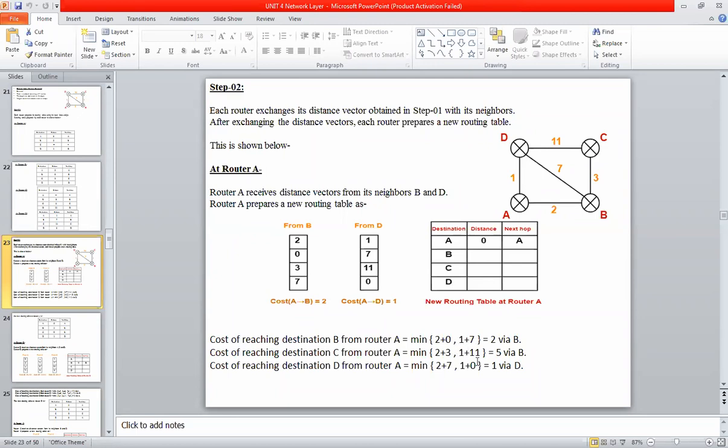Which is the minimum number here? 2 plus 3 is 5. 1 plus 11 is 12. So 12 is more as compared to 5. So you have to consider the shortest path. You have to consider the minimum weight by considering these two, that is 2 plus 3, that becomes 5. So you have to write 5 over here from B. You have to update in this, that is 5.